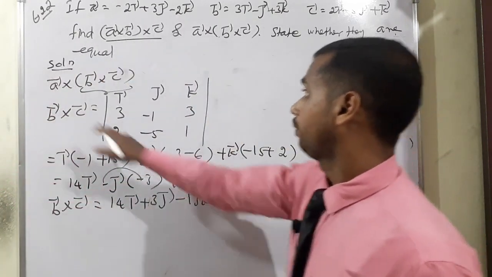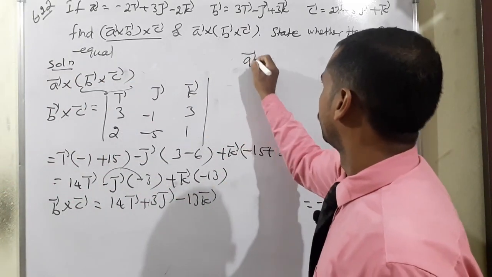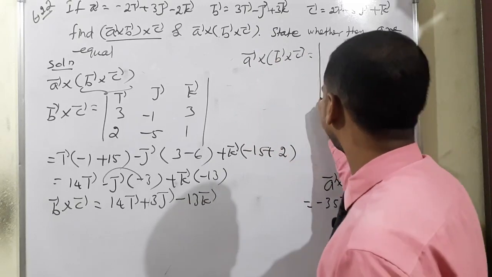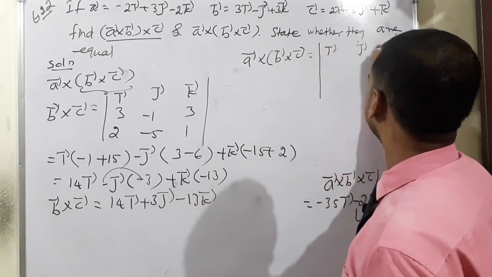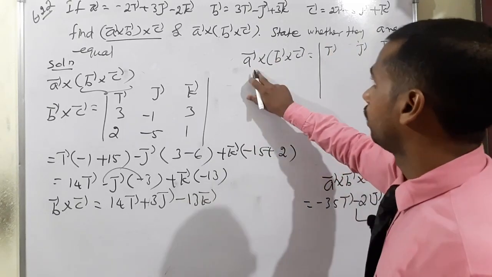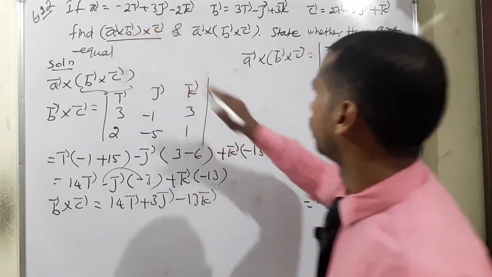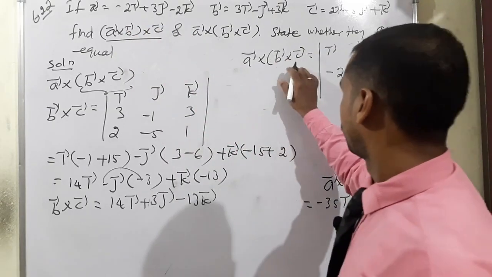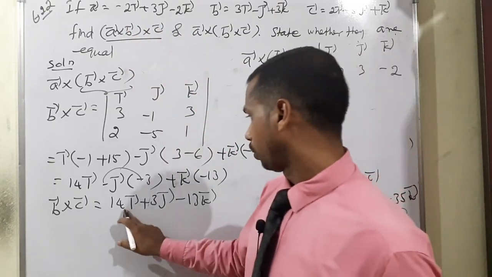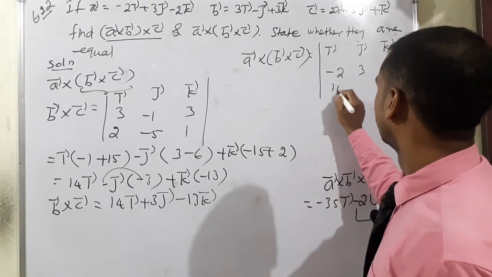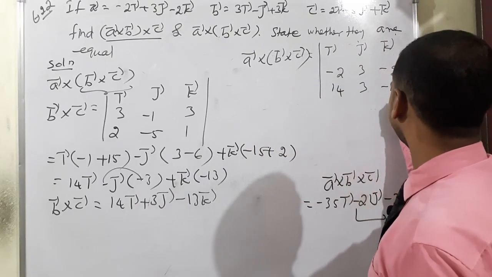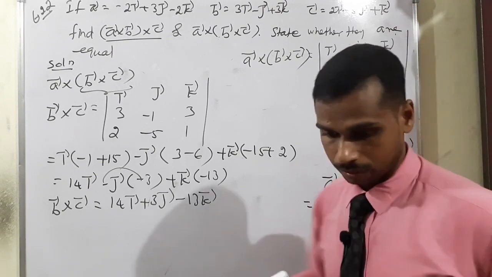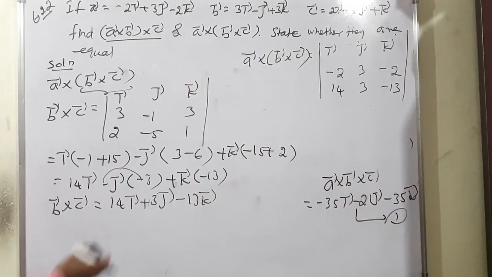Then a vector, isn't it? Therefore, a vector cross b vector cross c vector is equal to, again the determinant term: i vector, j vector, k vector. A vector is equal to minus 2, 3, minus 2. B vector cross c we already found. What is the value? 14, positive 3, minus 13. So, simplify now. So, I will write it here.